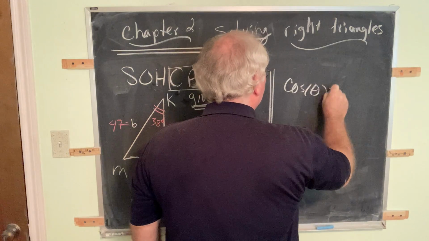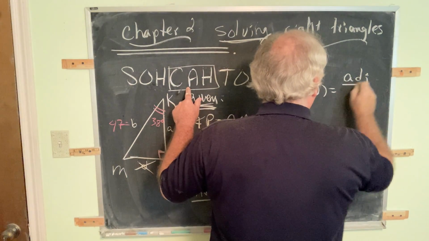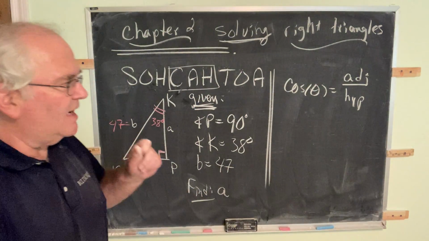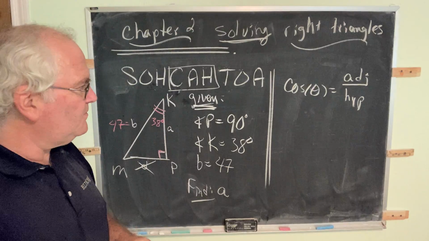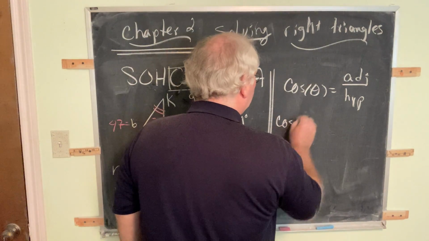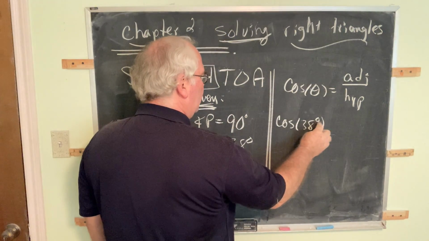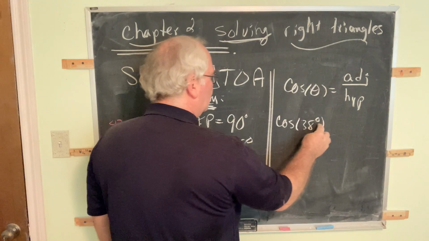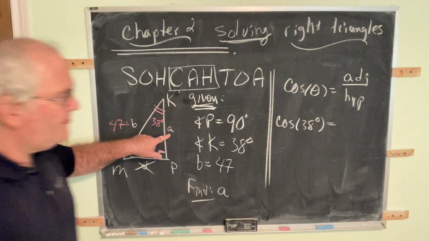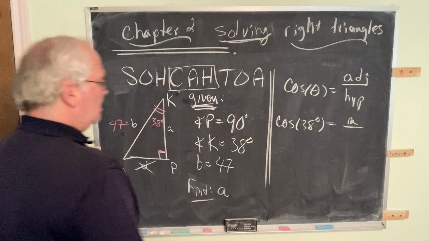Cosine of theta, and just write it, is adjacent over hypotenuse. The angle in question is 38 degrees. Make sure you write degrees. If you don't write degrees, you're not getting it correct. Adjacent is don't know yet. That's what we're looking for. Hypotenuse is given. That's 47.